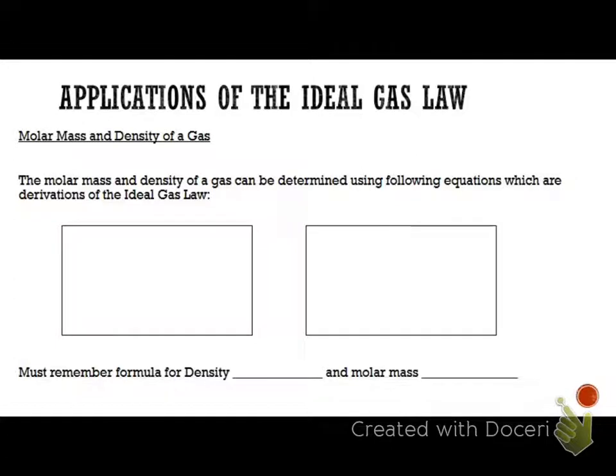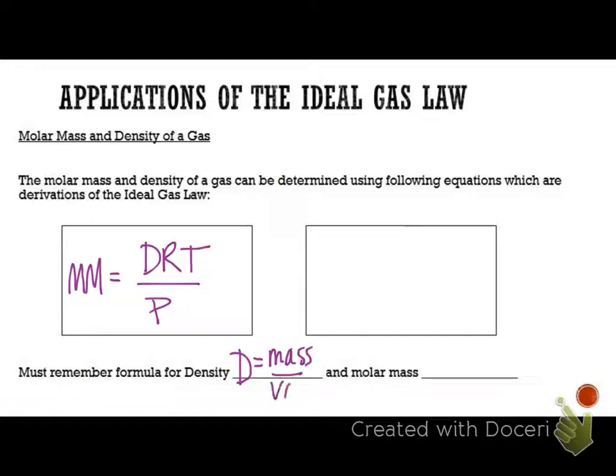Okay? So if you want to solve for molar mass, and we're going to do molar mass as MM, molar mass is going to be dRT over pressure. Okay? DRT over P is what we call it. And that D is going to be density. So D is density, and recall that density is mass over volume. And then molar mass, of course, is grams per mole.